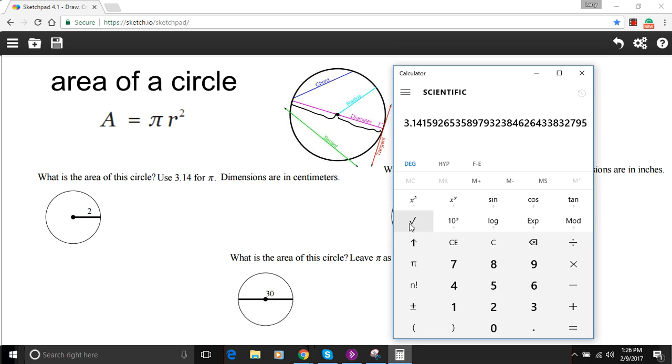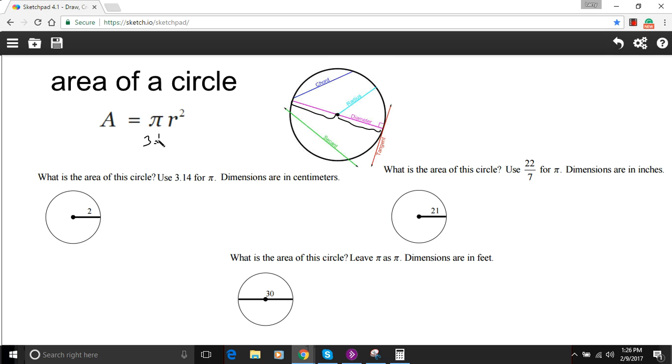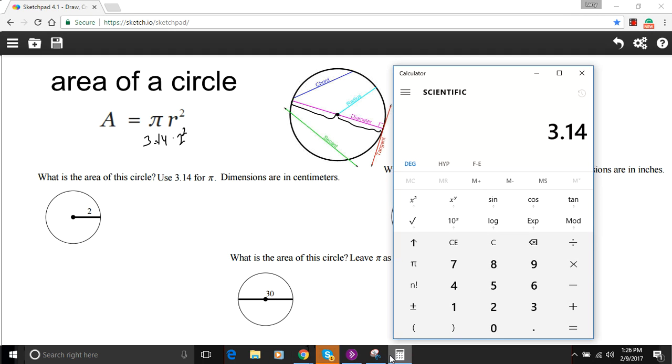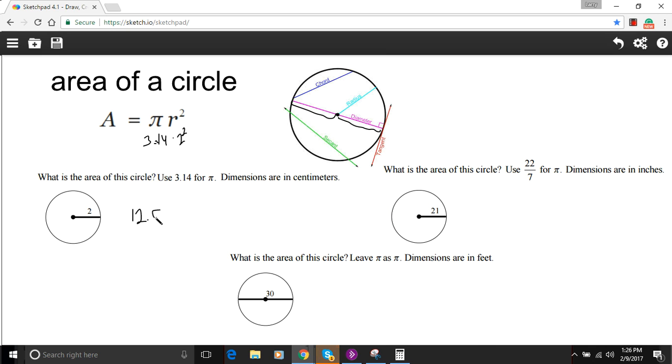We'll do this formula here. We'll take pi, which in this case we're just going to use 3.14, and then multiply it by the radius squared. Well, the radius here is 2. So this is 3.14 times 2 squared. And 2 squared is 4. So I'm going to multiply my 3.14 times 4, and I get 12.56. And then for area, we just need to be careful about the units here. Area is always units squared. The units were centimeters, so this would be square centimeters, which we'd write like that. That's supposed to be a 2.